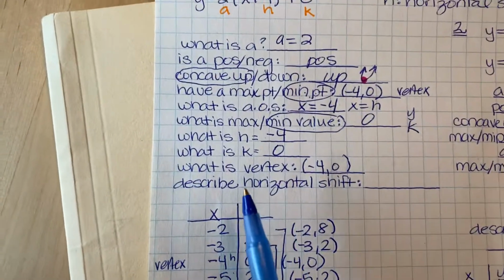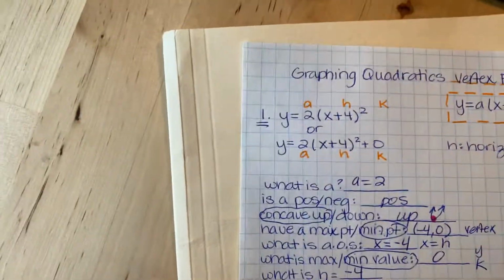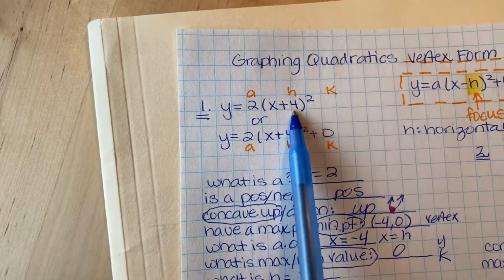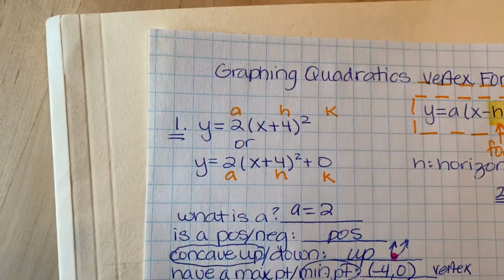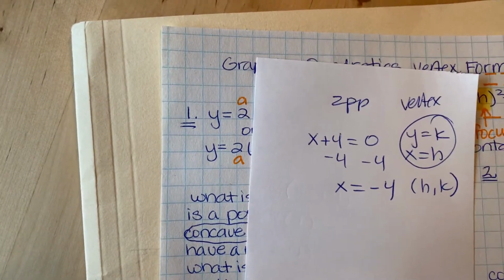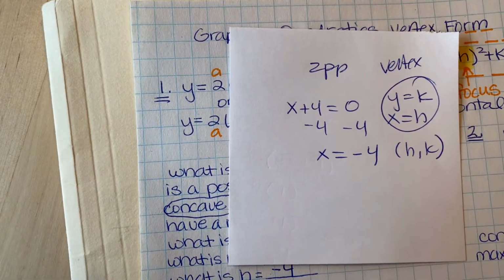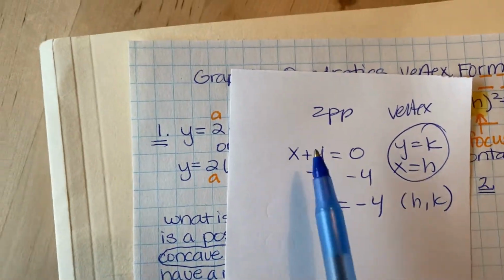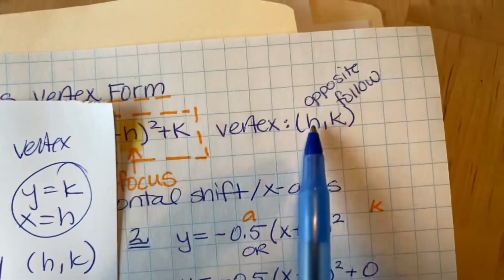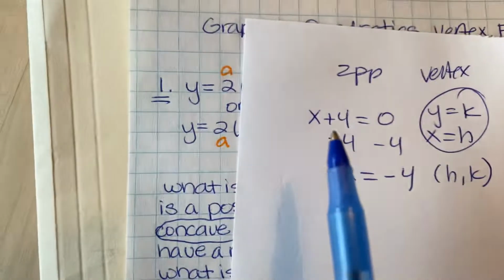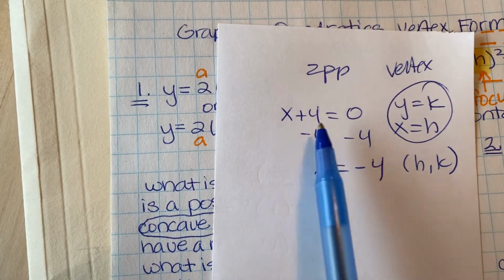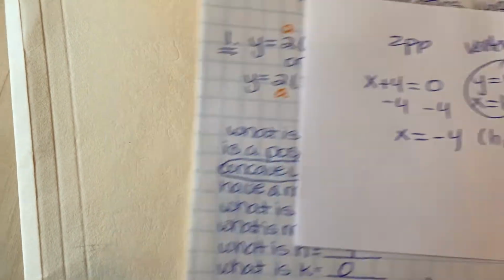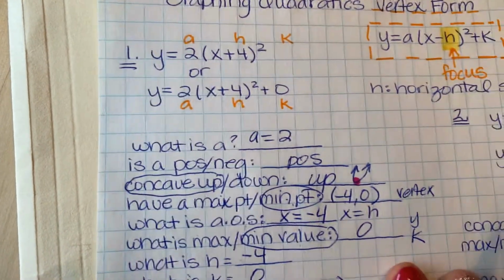Really quickly though, last thing, describe your horizontal shift. Remember, when you see your quantity x plus 4, because of the zero product property, you have to solve for x as a one-step equation. That is why you go opposite h, because you have to inverse operate. So if it's positive, it becomes negative, and there's my negative 4. That is why we go opposite h, follow k.